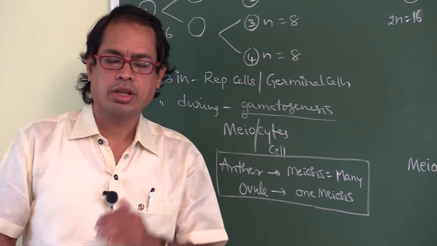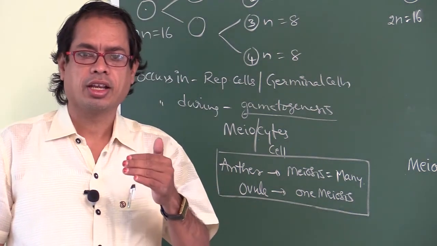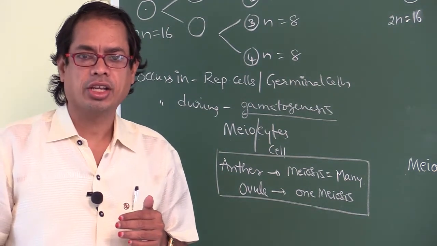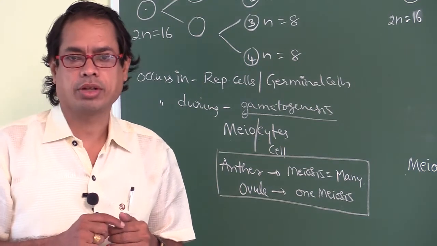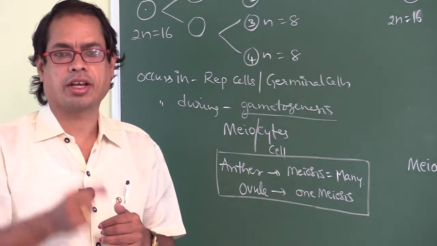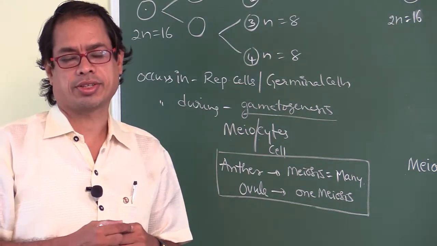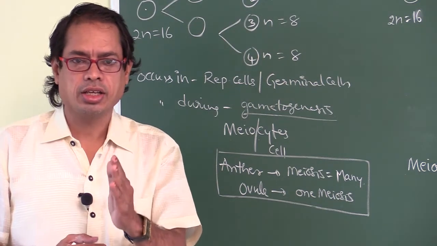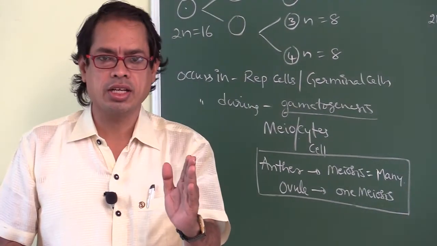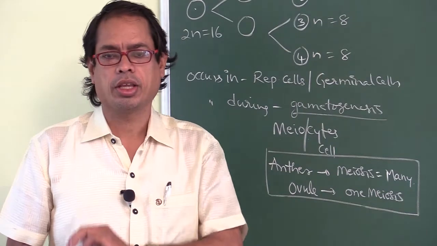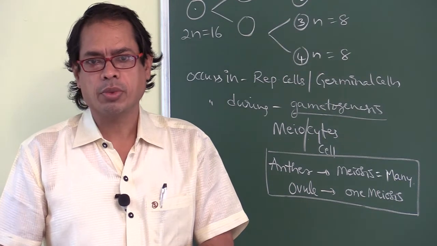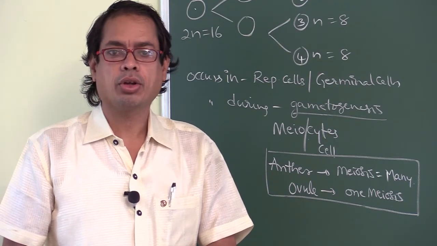Again I am saying, my dear students, meiotic division occurs in dash, in algae and fungi. Zygote. Meiotic division occurs in dash, in bryophyta and pteridophyta, that is spore mother cells. Meiotic division occurs in gymnosperms and angiosperms, that is pollen mother cells and megaspore mother cells. Pollen mother cells are also called microspore mother cells.